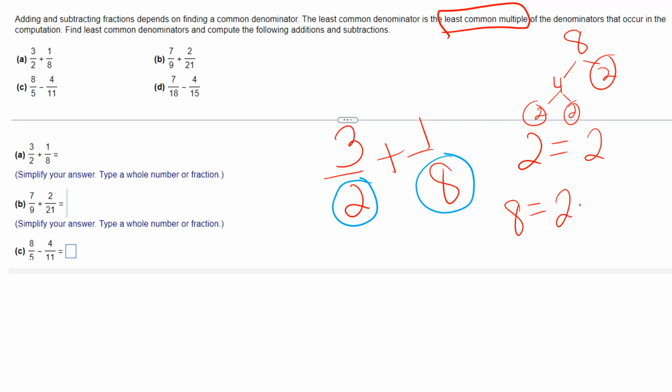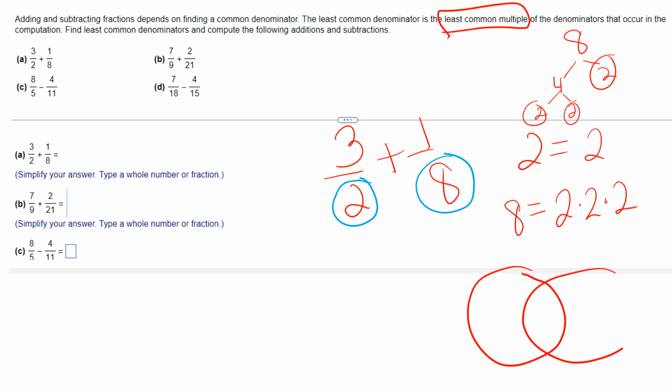8 equals 2 times 2 times 2. And so what we learned in class was, well, we can use intersection of sets to build this LCM. You could also use the prime power factorization. I'm going to use intersection of sets. I think it's visually a lot nicer.